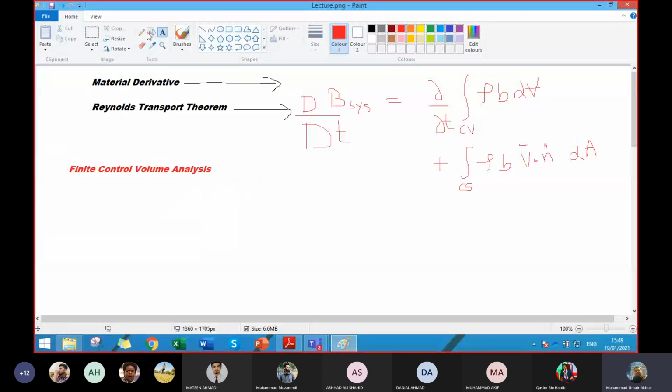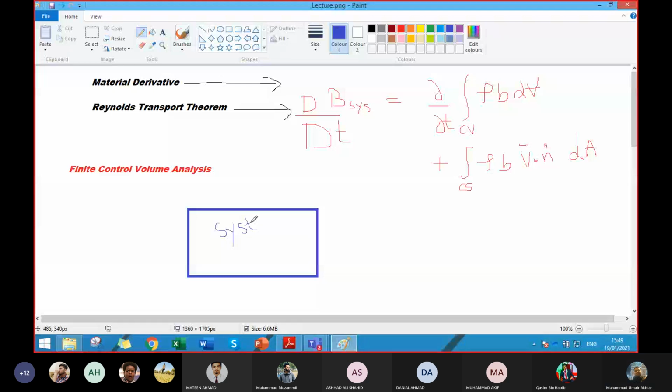If I draw a system here, let's say this blue rectangle is a system. What's the quality of this system? How will you define that it is a system? What will make it a system and not a control volume? Sir, it will move. Control volume can also move. We discussed in the last episode, control volume can be moving. So what quality, what property will make it a system?